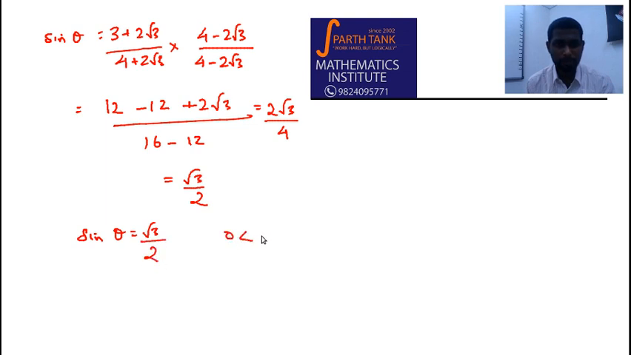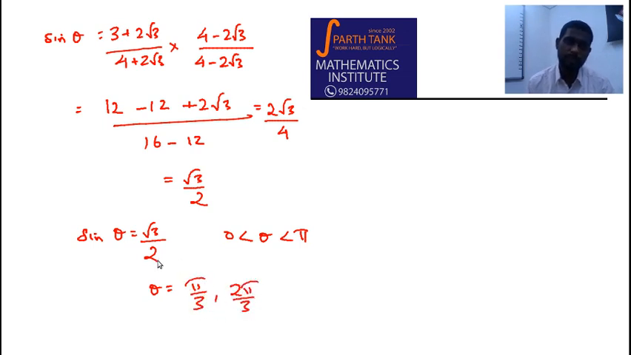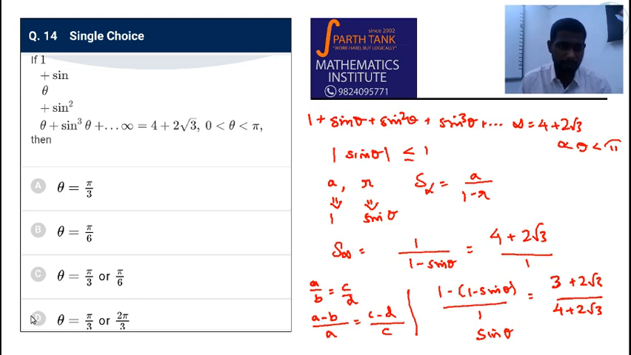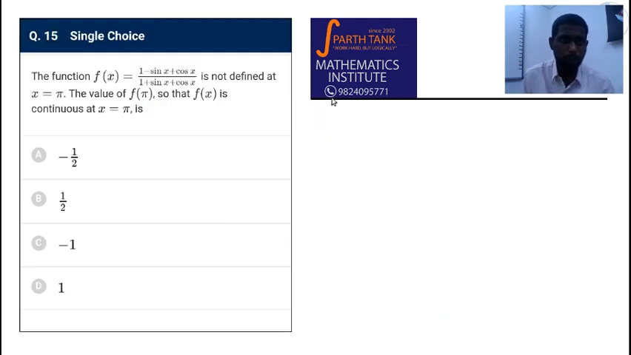Now in 0 to pi, we know there are two angles that satisfy this, which are pi by 3 and 2 pi by 3. Both in the first and the second quadrant, sine is positive, and 60 and 120 both have sine values root 3 by 2. Therefore the answer is pi by 3 or 2 pi by 3, option D. So question 14, option D is the right answer. Moving on to question 15.